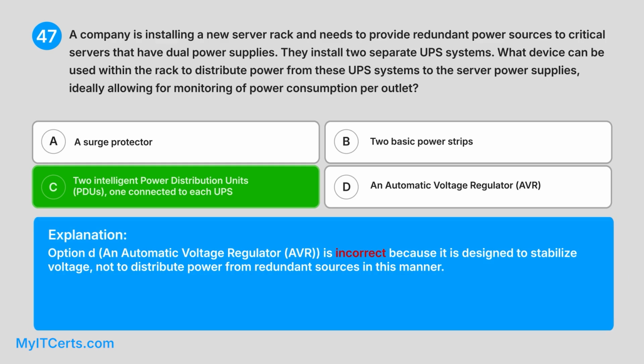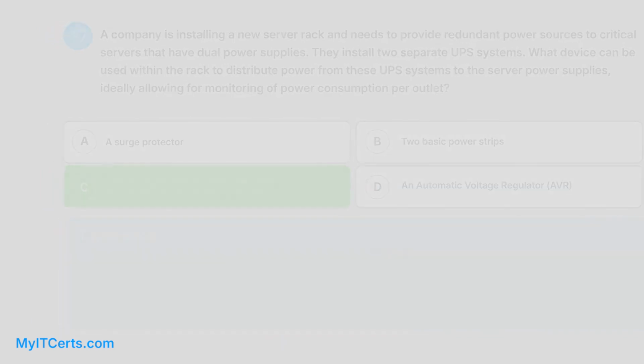Option D, an automatic voltage regulator, AVR, is incorrect because it is designed to stabilize voltage, not to distribute power from redundant sources in this manner.